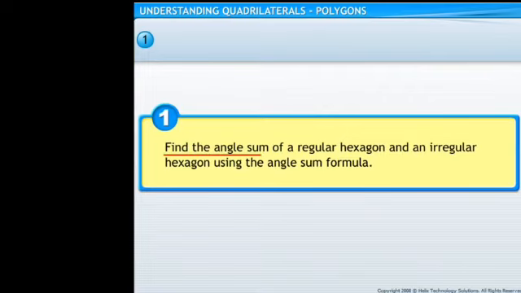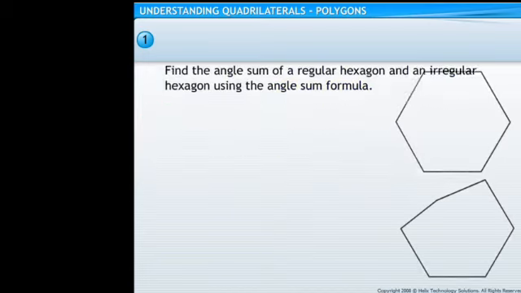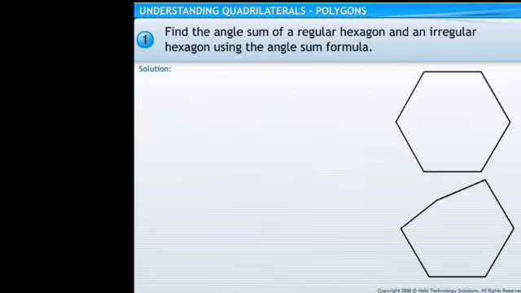Find the angle sum of a regular hexagon and an irregular hexagon using the angle sum formula. We are given two polygons. We have to find the angle sum using the angle sum formula. As we know, the angle sum of a polygon depends on the number of sides and not on the length of the sides. Therefore, the angle sum of a regular hexagon or an irregular hexagon is the same.